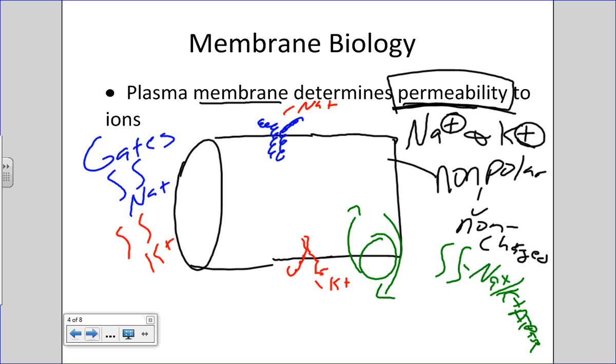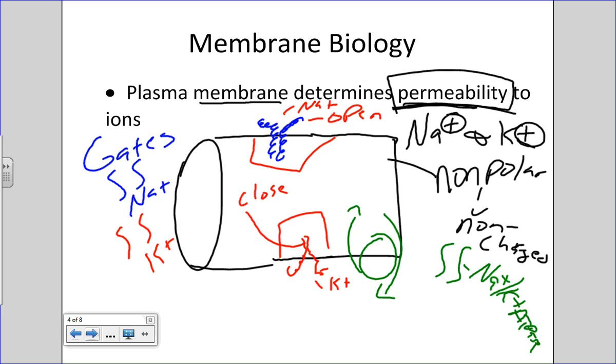All right, so these gates are permeable, okay? These gates create permeability. Let's say if we want to make this cell membrane permeable to sodium, it's pretty simple then. All we have to do is open the gate, okay? If we want to make this impermeable to potassium, all we have to do is close the gate, okay?